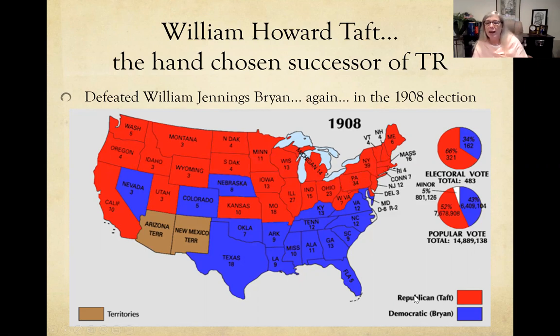But William Jennings Bryan comes back into the game again. So here's William Jennings Bryan running for the Democrat. And so he does carry a few of these areas in the West. Remember that Populist Foundation going for William Jennings Bryan. But bottom line, William Howard Taft is elected.